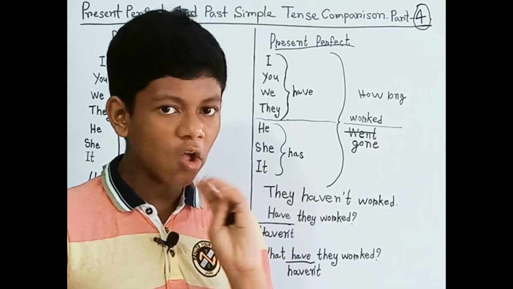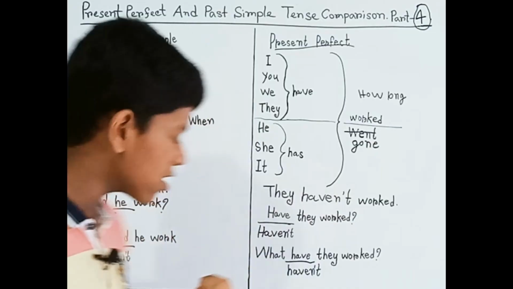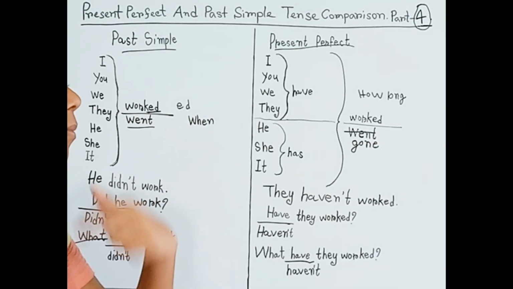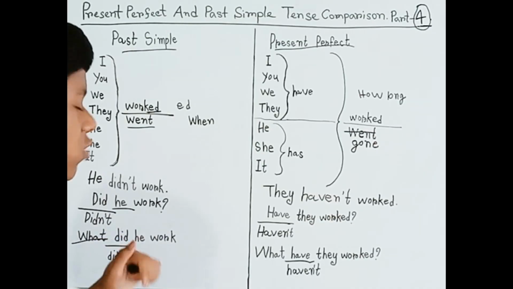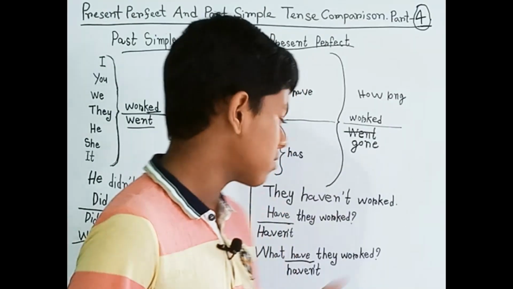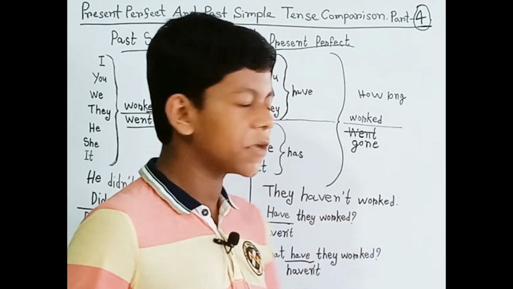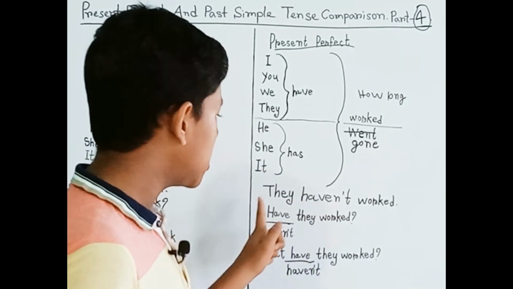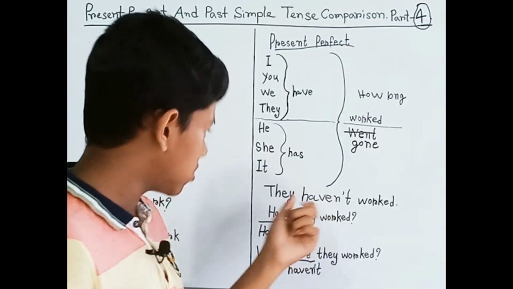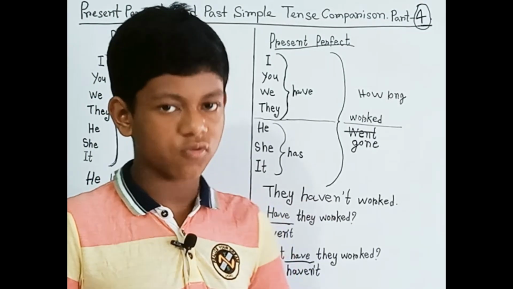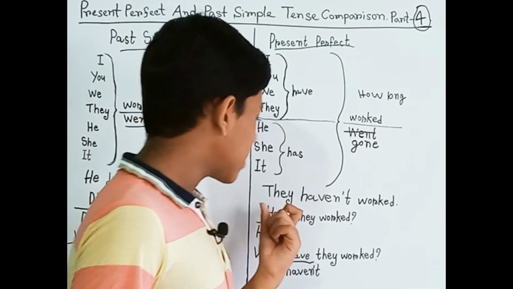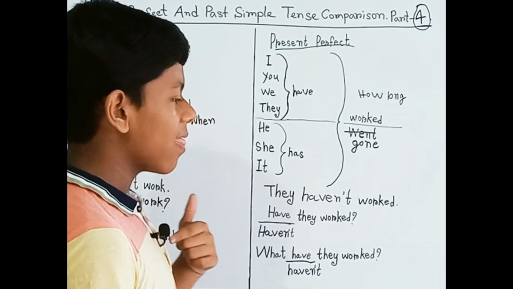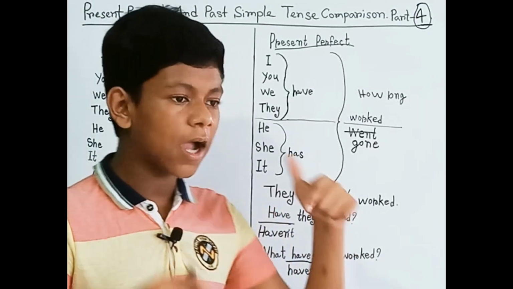Like this. You can also imagine the extension with the past simple. That is, he didn't work at his mother's house. Okay, did he work at his company? Like this. Okay, so imagine that is, they haven't worked, he hasn't worked. On that time it will be, she hasn't worked, it hasn't worked, Arjun hasn't worked. Next, have they worked? Have I worked? Have you worked? Have we worked in our garden?